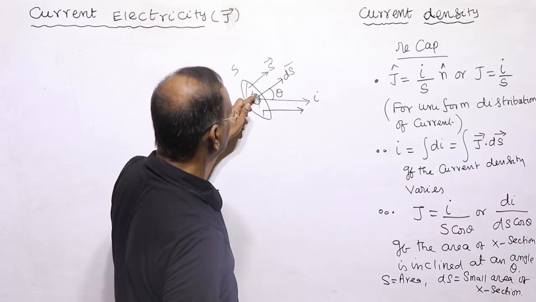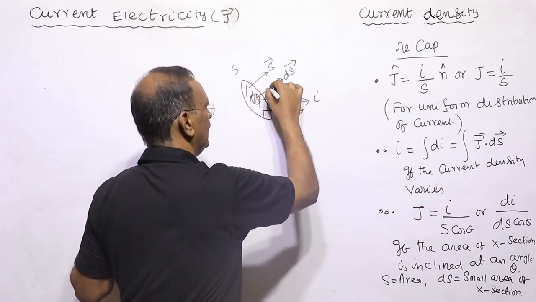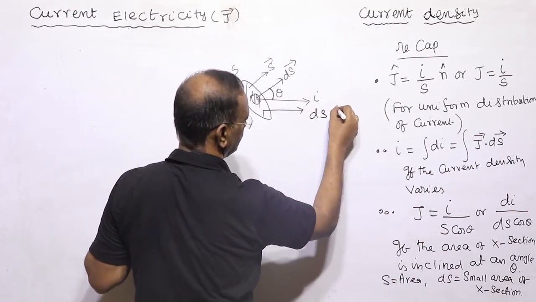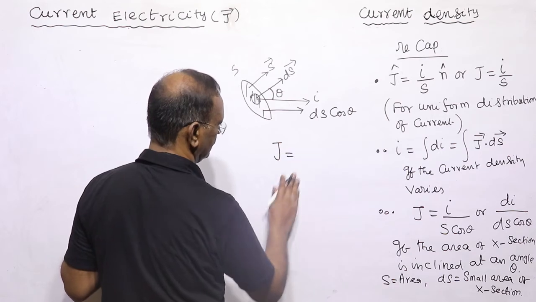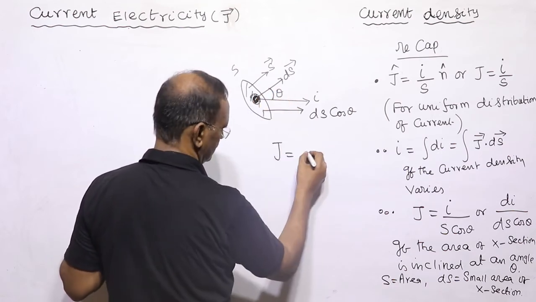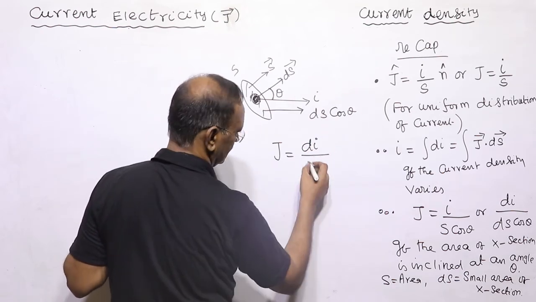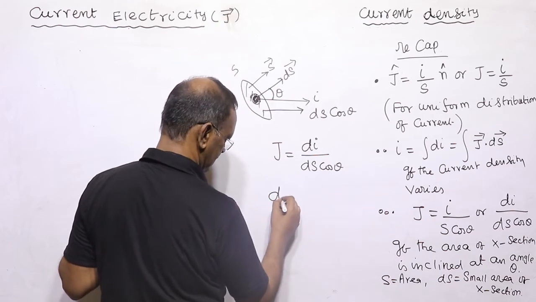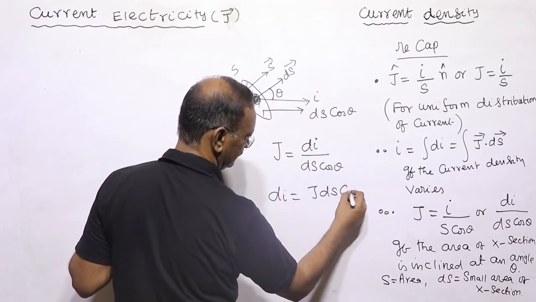The area vector is perpendicular to this surface, and the surface is inclined at an angle. So this is ds cos theta. Current density is equal to the small amount of current flowing, if we are taking a small area, divided by the area along the direction of current, that is ds cos theta. Or di is equal to j into ds into cos theta.